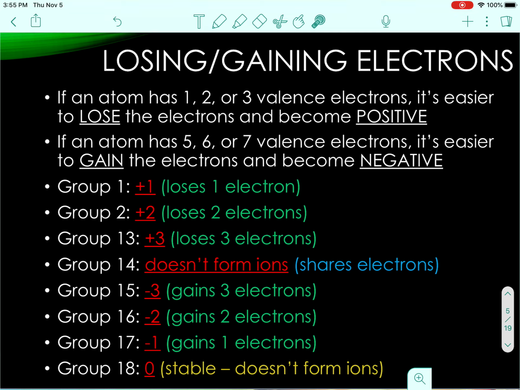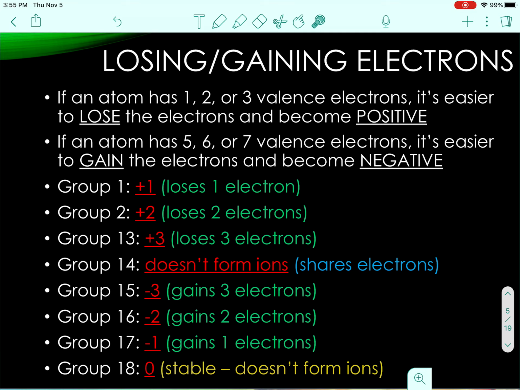Group 15, so when we get to group 15, it has 5 valence electrons. Okay, now remember we want to get to 8 because the energy level can hold 8 electrons and we want to fill it. So we can either lose all 5 of our electrons or we can get to 8 by gaining 3, and 3 is fewer than 5. 3 is less than 5. So we will gain 3 electrons and become -3 with our charge.